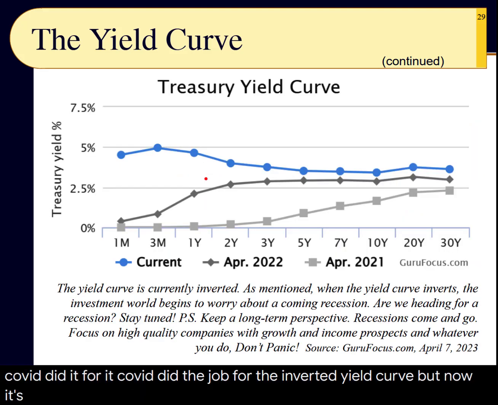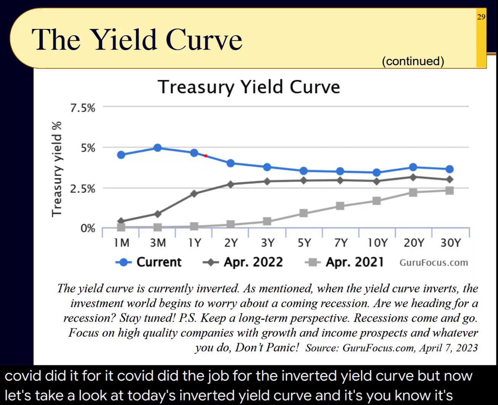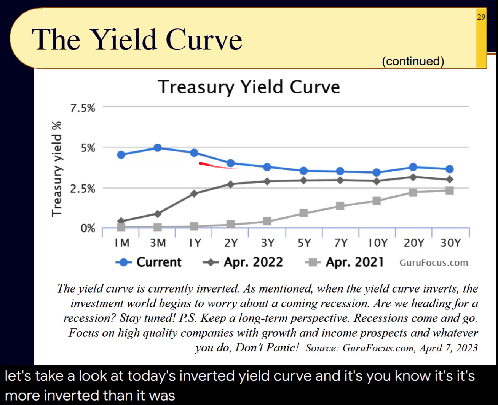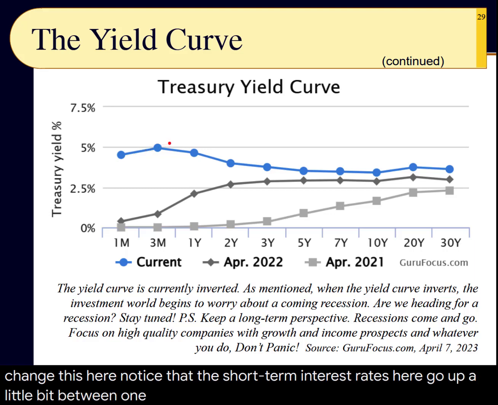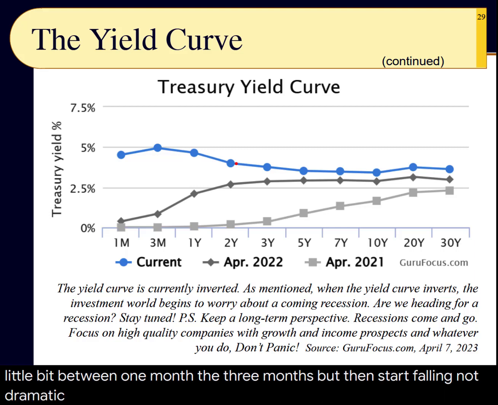But now let's take a look at today's inverted yield curve, and it's more inverted than it was just a few months ago. So we got to change this here. Notice that the short-term interest rates here go up a little bit between 1 month and 3 months, but then start falling, not dramatically, but still it's inverted.